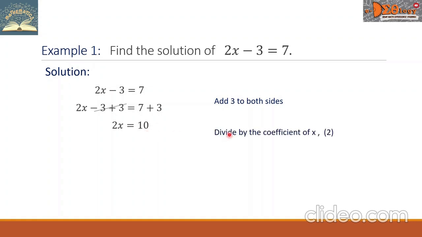And from here, we're going to divide by the coefficient of x, which is 2. So we have 2x over 2 equals 10 over 2. We can cancel the coefficient 2 with the denominator 2. So on the left, only x remains equals 10 divided by 2 is 5. This is our solution.